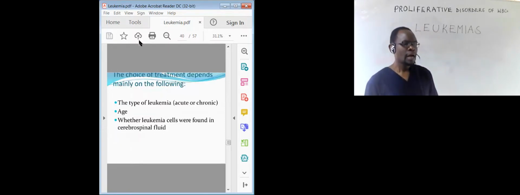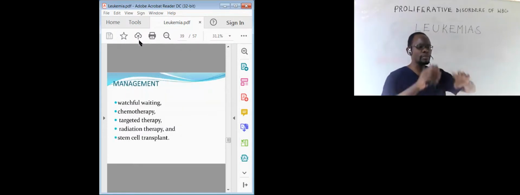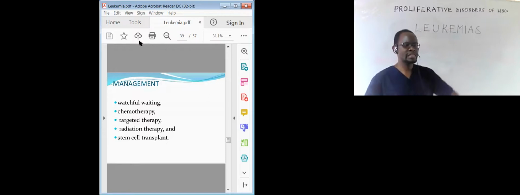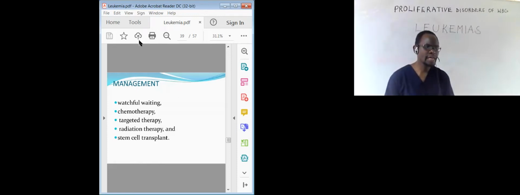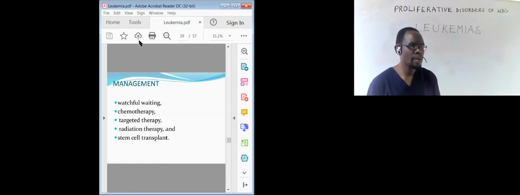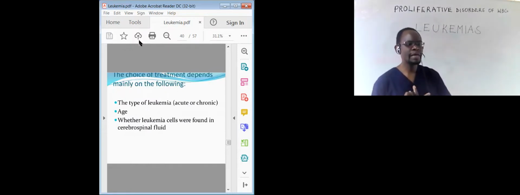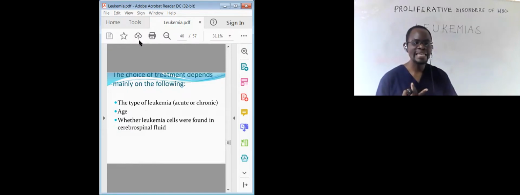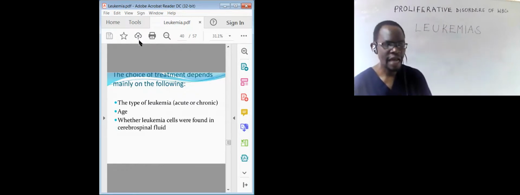Yeah. So the overall management is basically overall management of all the leukemias. Yeah. So watchful waiting, chemotherapy, targeted therapy, radiation, and stem cell transplant. Yeah. Now the choice of treatment basically depends on, one, the type of leukemia. Is it acute or chronic? Yeah. Remember, we said acute ones are more aggressive than the chronic.